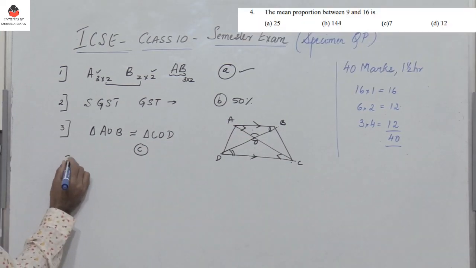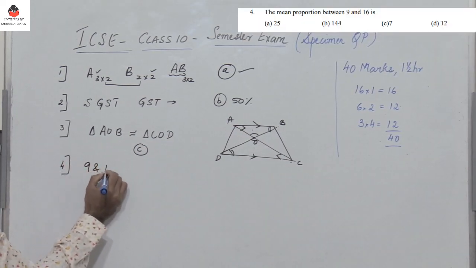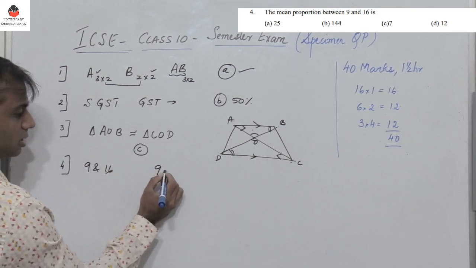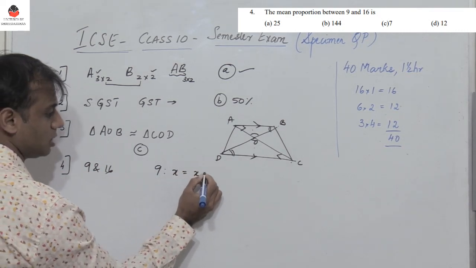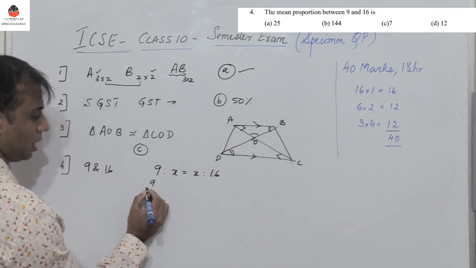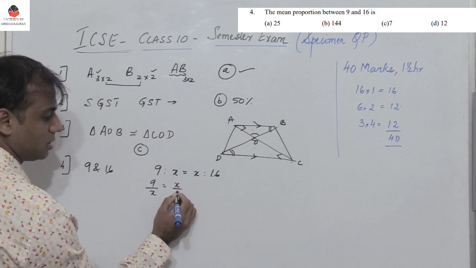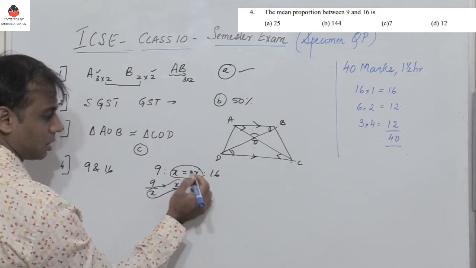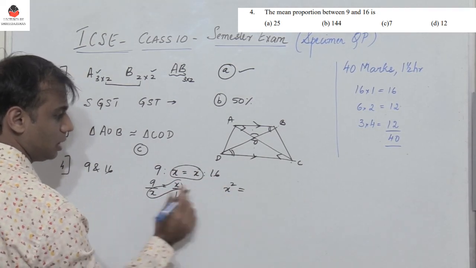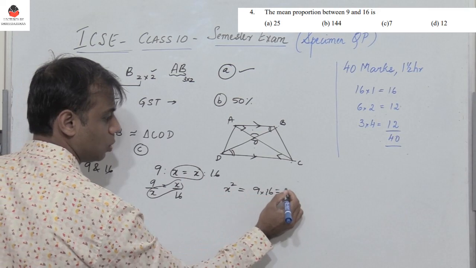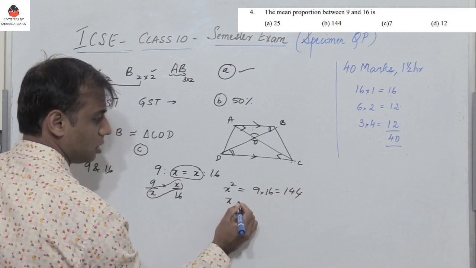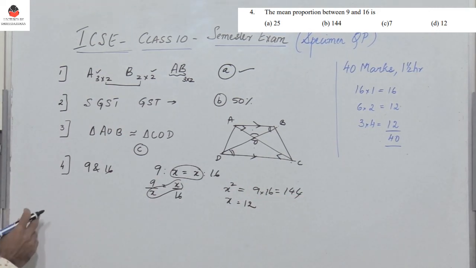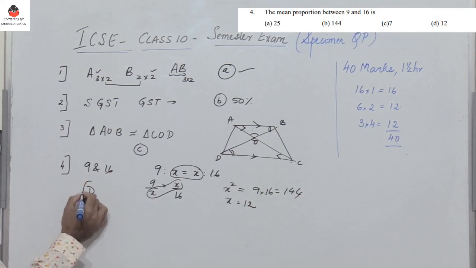Fourth one, the mean proportion between 9 and 16 is. So between 9 and 16, if I need to find the mean proportion, it is definitely 9 is to x equals x is to 16, or 9 by x equals x by 16. So therefore you need to multiply these 2. So x square is equal to 9 into 16, which is 144. So x is root of 144, which is 12. So among the 4 options, we find that it is option D, which is 12.